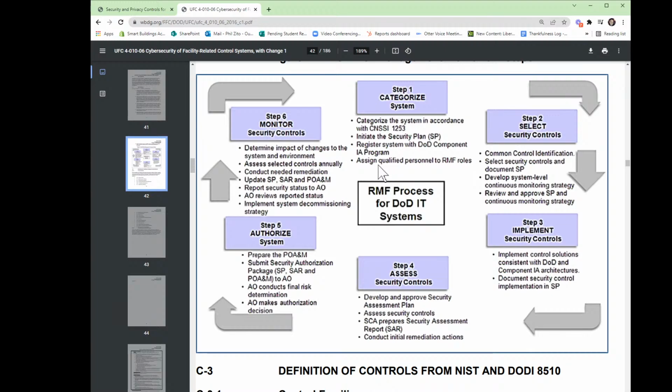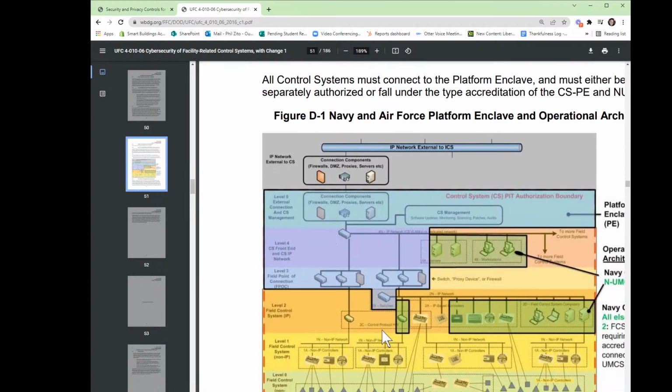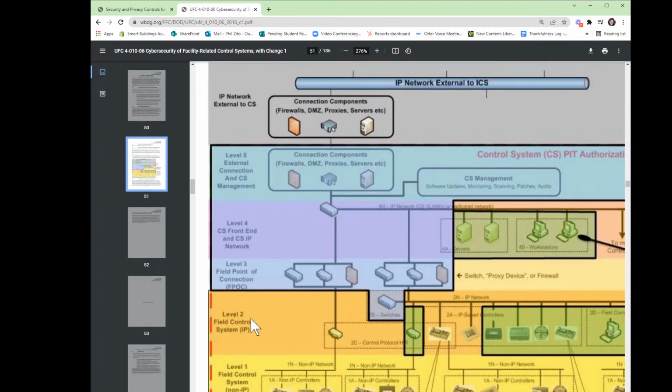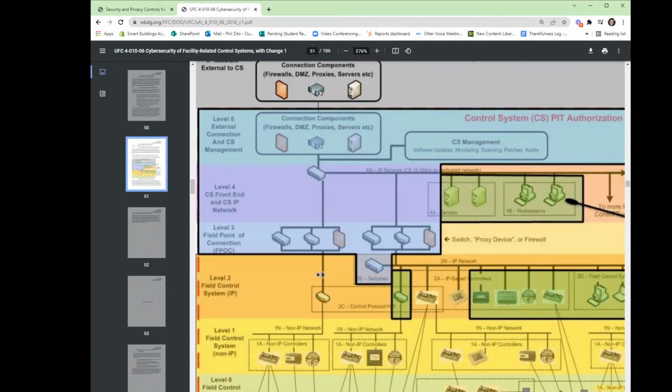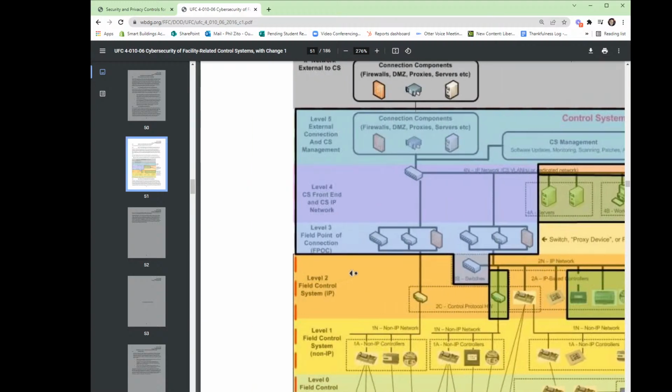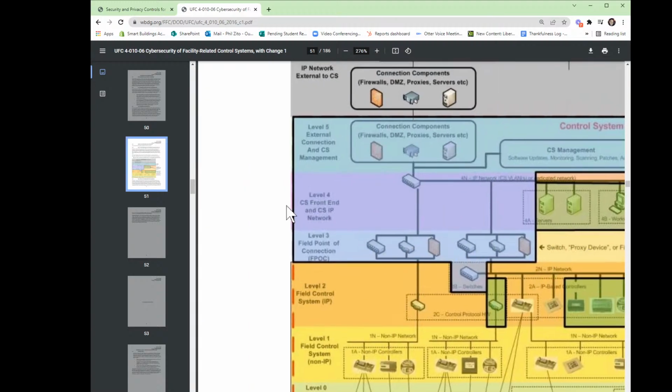And a system, I don't necessarily agree with this, but a system, at least according to the RFC model, is a 5-level model. Level 0 being your sensor actuators, level 1 being your field controllers, level 2 being field controllers that are IP, level 3 being, they call it field point of connection. We're talking supervisory devices and routers. They can also argue that this is their actual IT level connection as well. Level 4 being front end and IP network, and then level 5 being any external connections.